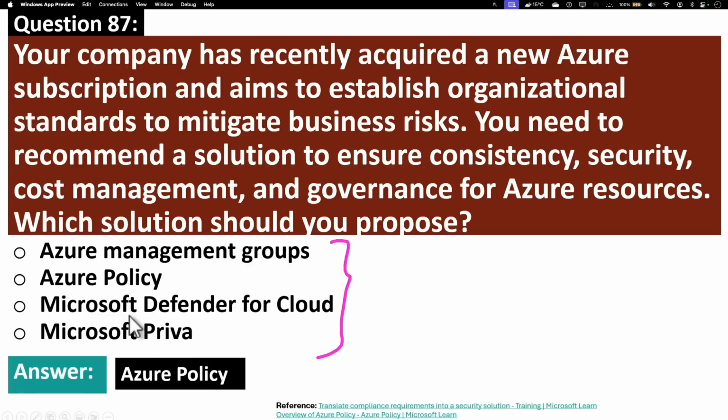What's the correct answer? The correct answer is Azure Policy. We have gone through the explanation of Azure Policy multiple times. If you want a detailed explanation, refer to question number 36. Azure Policy helps enforce organizational standards and assess compliance. Common use cases for Azure Policy include implementing governance for resource consistency, regulatory compliance, security, cost, and management.